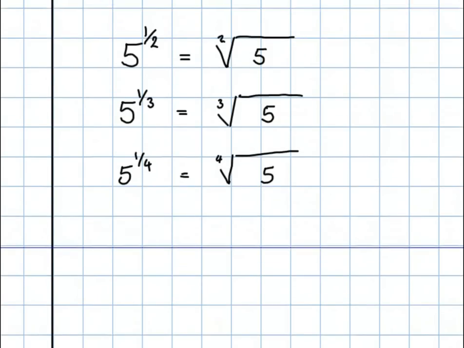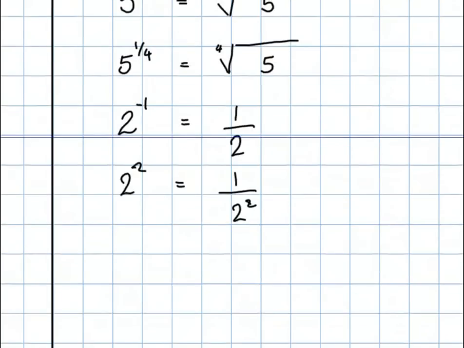What about a negative sign in the index? Here we go. 2 to the power minus 1. The minus doesn't change the sign, it changes the nature of the base. It becomes a reciprocal. So 2 to the power minus 1 is 1 over 2. 2 to the power minus 2 is going to be 1 over 2 squared. 2 to the power minus 3 is 1 over 2 cubed. So the minus sign means 1 over.